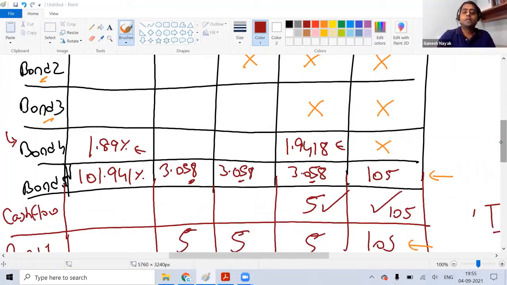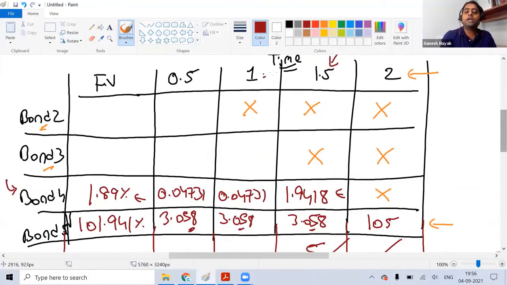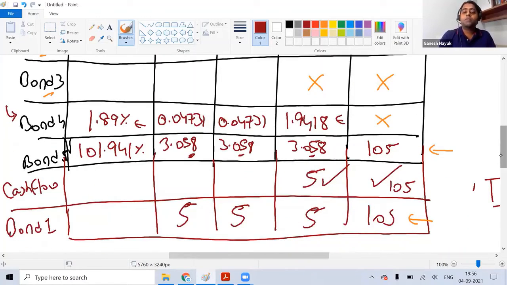0.04731, right? This is the 0.04731. Now, look at this cash flow for entire time one. How much amount did you need? You needed $5. But the moment you got these two bonds, the cash flow is completed by this much amount.